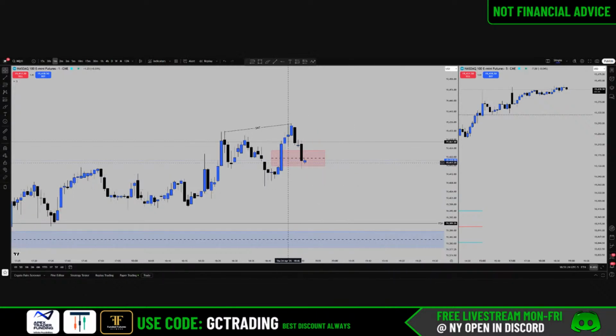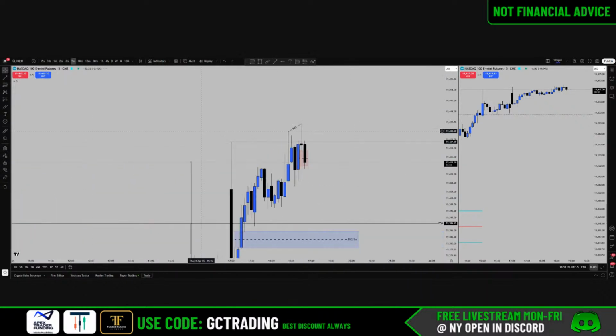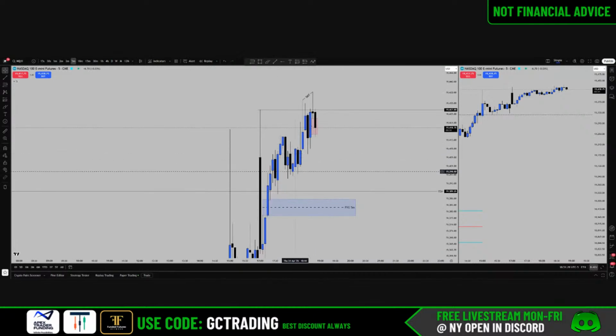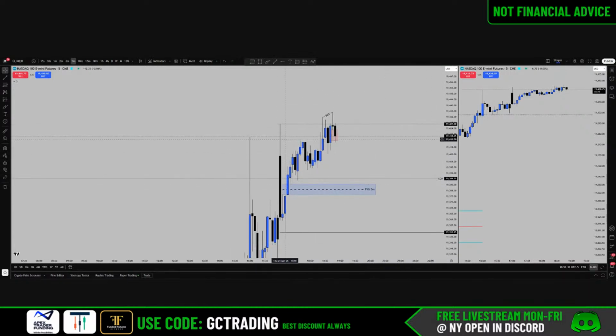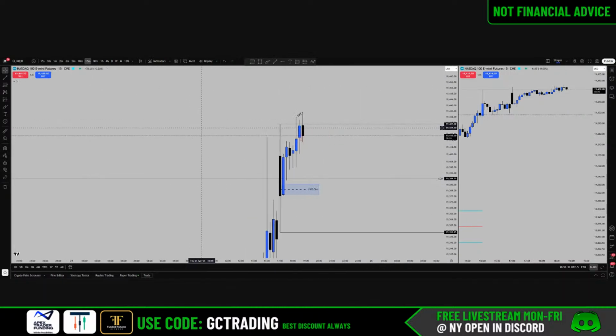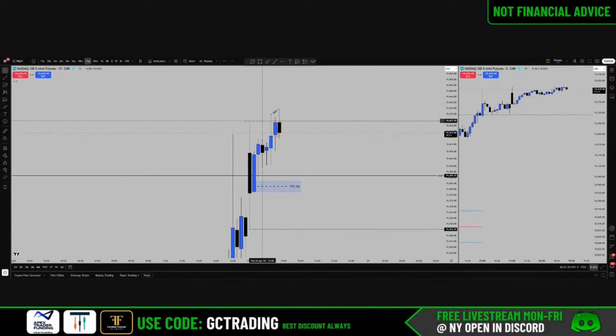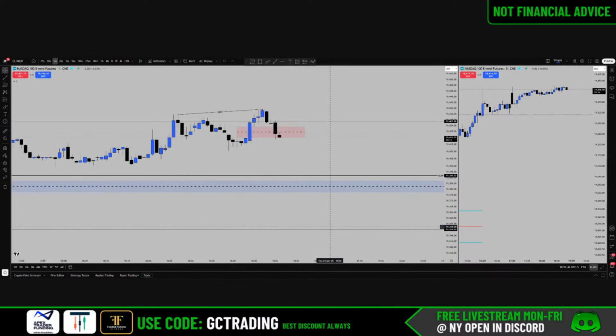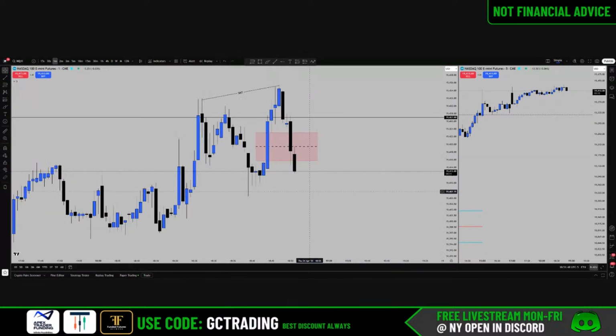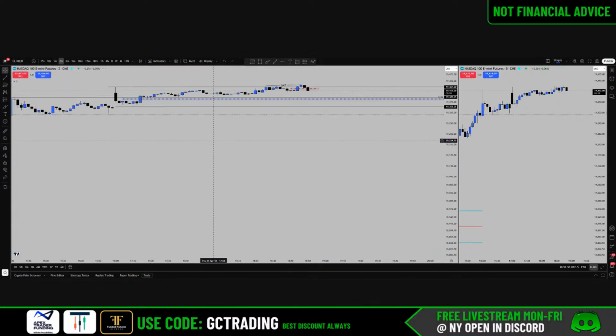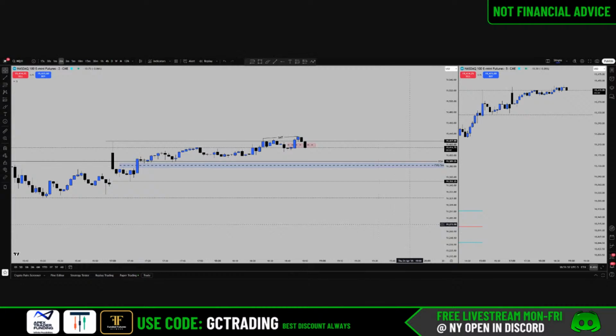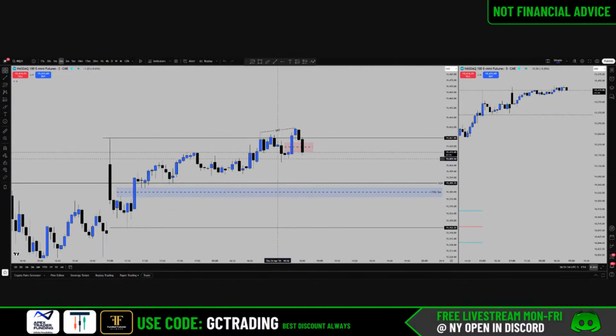But yeah, right here, I want to see this invert. Let's check a 5. The 5 is looking pretty choppy, pretty tight in the 5-minute. But all of this right here looks like it could be taken out, so those would be good areas to target. Let's check the 2. Yeah, we got a fair value gap on the 2 as well.